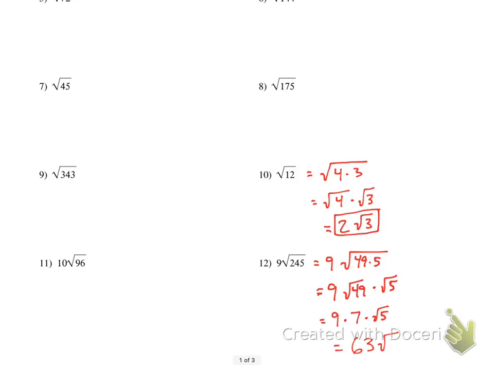63 times square root of 5. Okay. Why the times 5? Well, remember, this square root of 5 that we've had on the right side doesn't just go away. We have to account for it. I know, but how did it get there in the first place? Well, 49 times 5 is the same as 245.